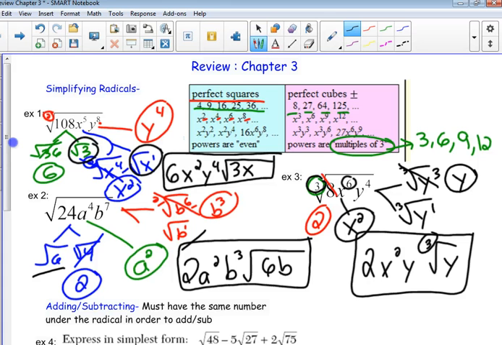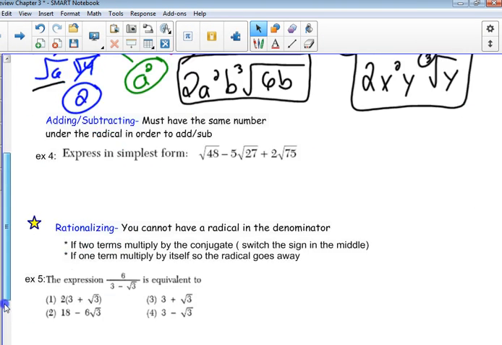How was that one for you guys? Not too bad? Do we have to put the 2 on the other one on the outside? No, because you'll never see it. It's like a secret hidden 2. But anything else besides the 2, we're going to set it out there.